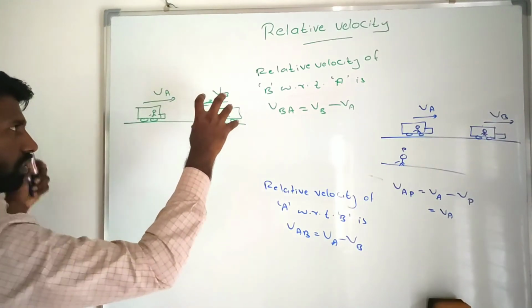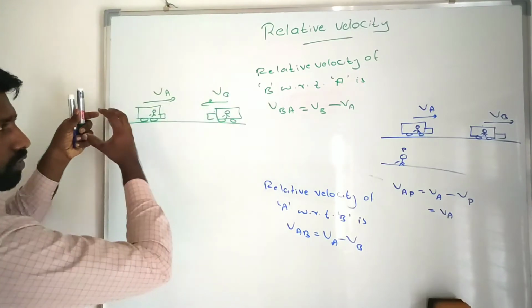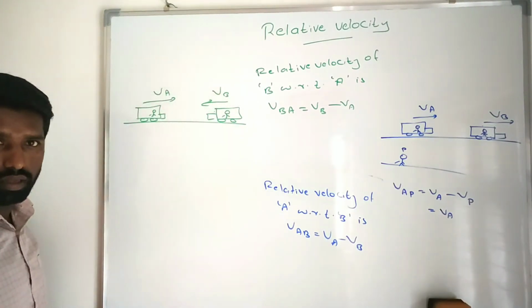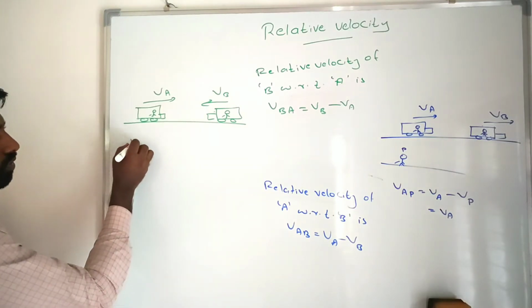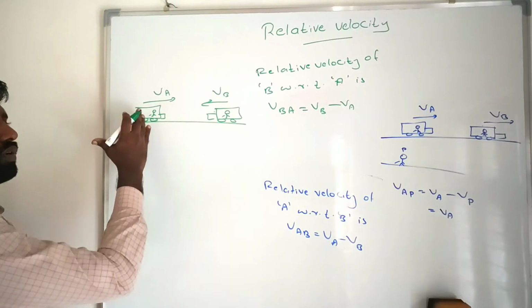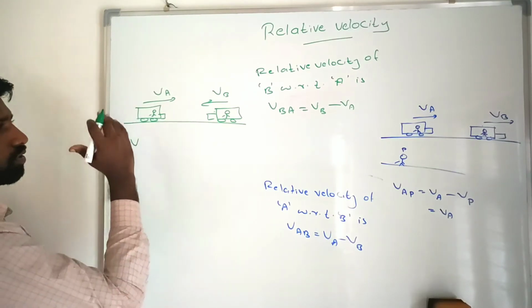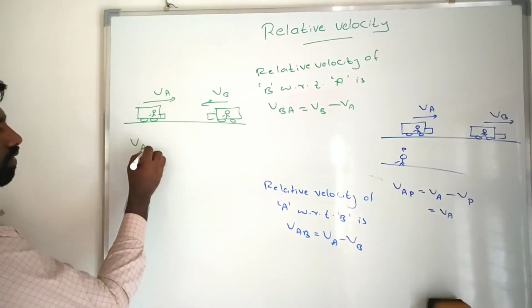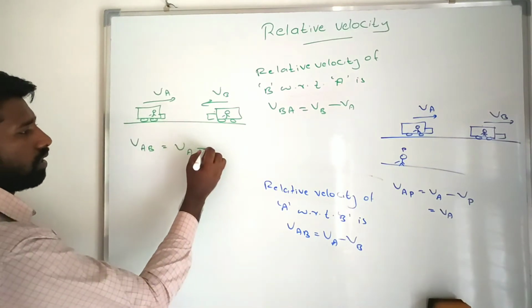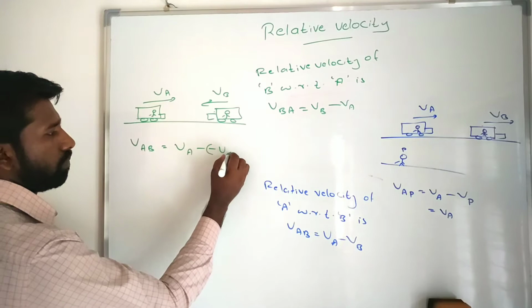Okay. For A, B will feel like it is coming towards A like that. For B, A will feel like it is coming towards B like that. So for B, A appears with the relative velocity of A with respect to B. Relative velocity of A with respect to B is equal to velocity of A minus VB.